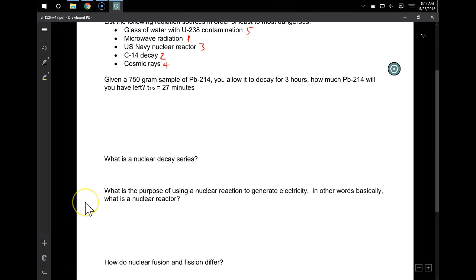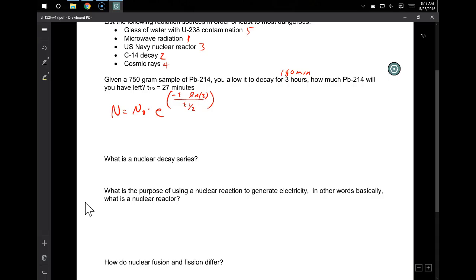All right, so given 750 grams, you wait 3 hours. How long is this going to take? Okay, so one thing you're going to want to do is swap this to like 180 minutes, because the units are going to need to be the same. And the equation for this is N equals N0 times e to the negative time divided by the half-life times the natural log of 2.